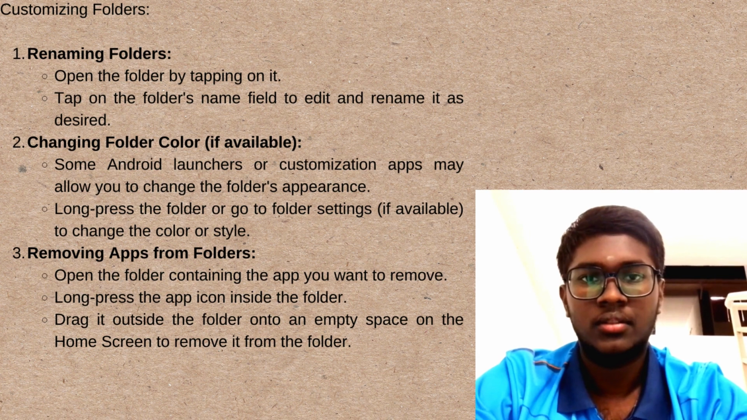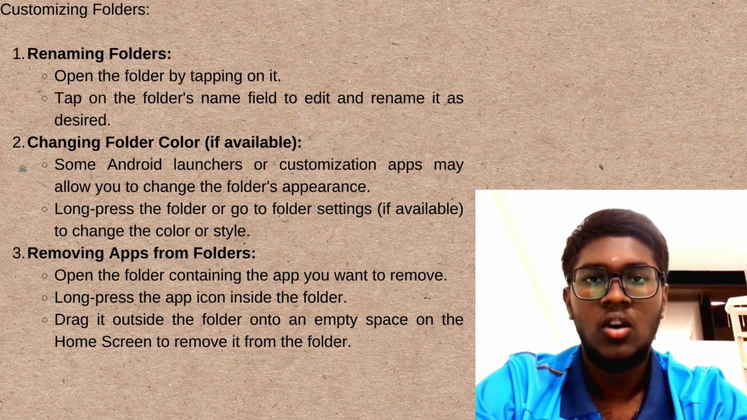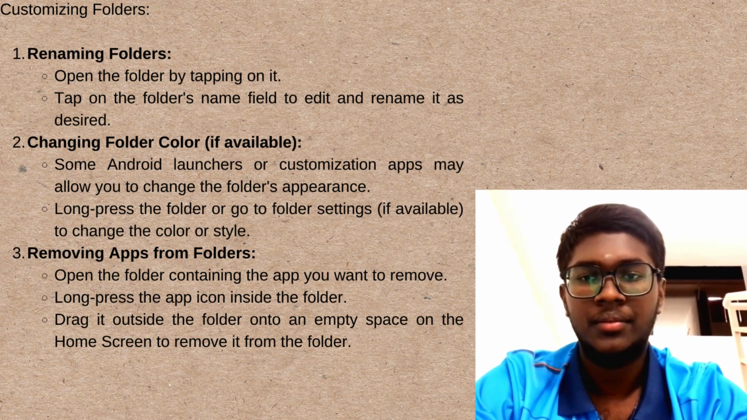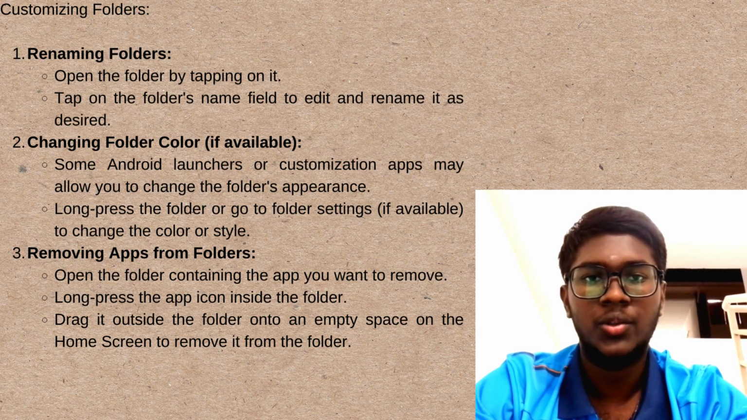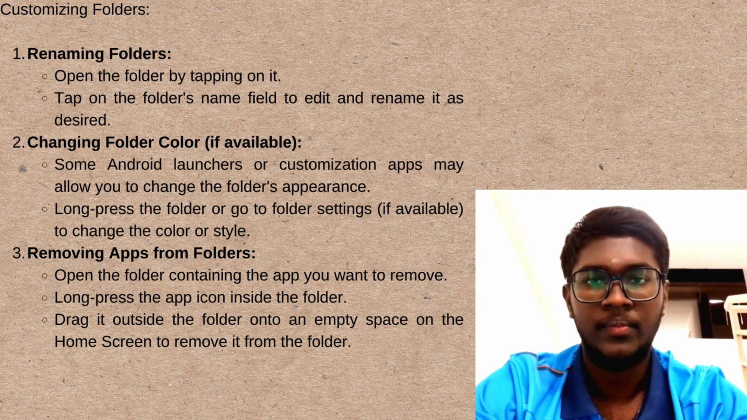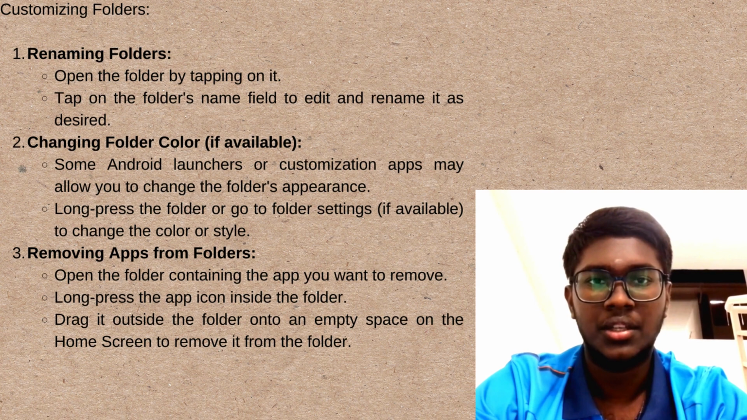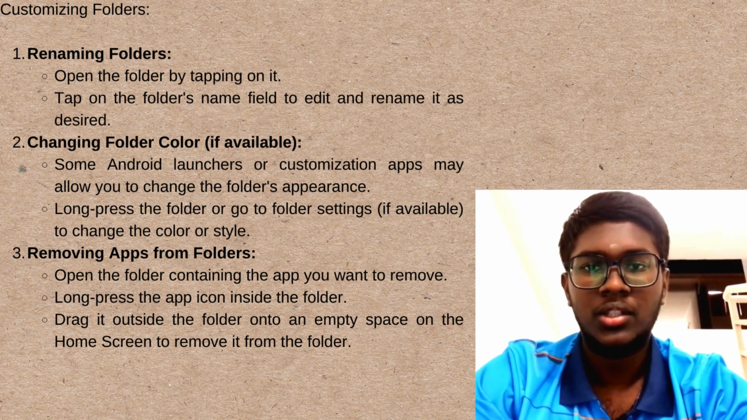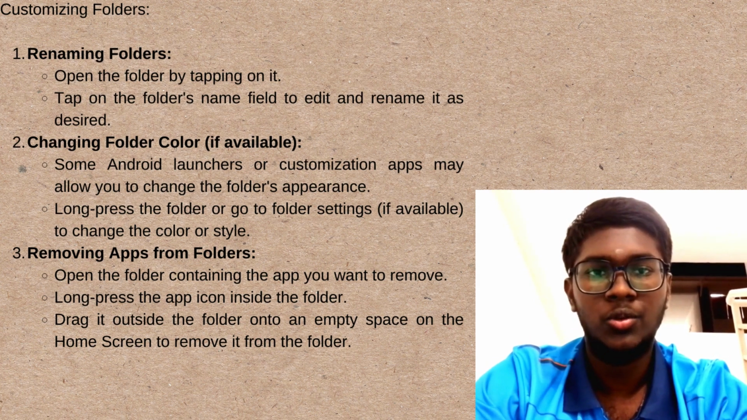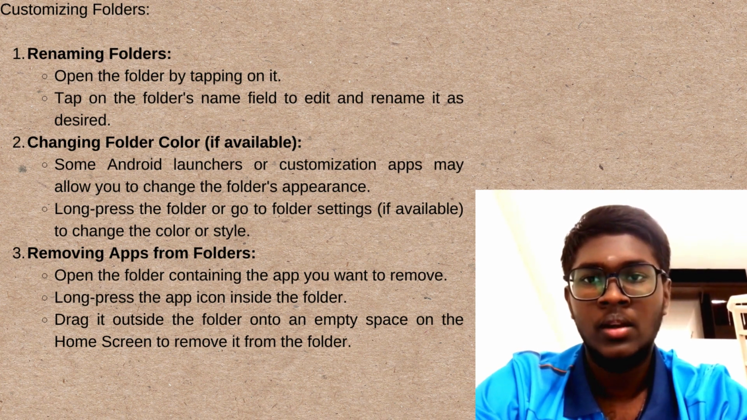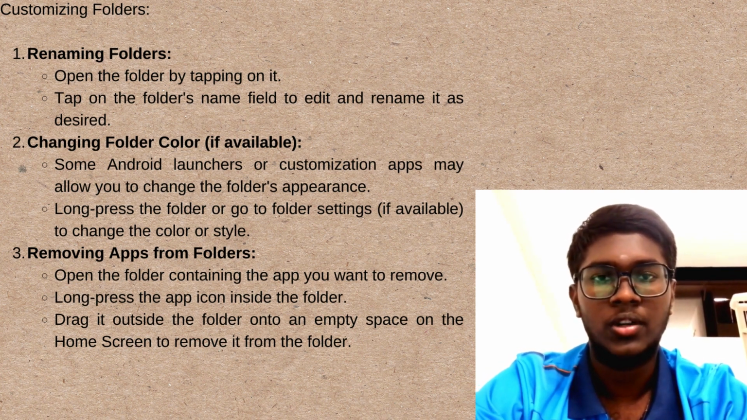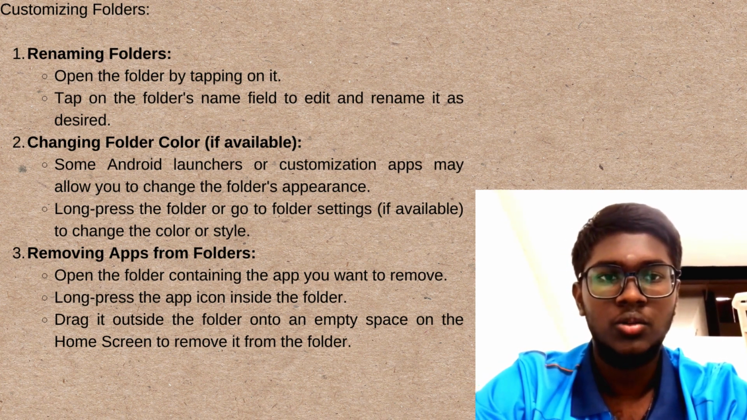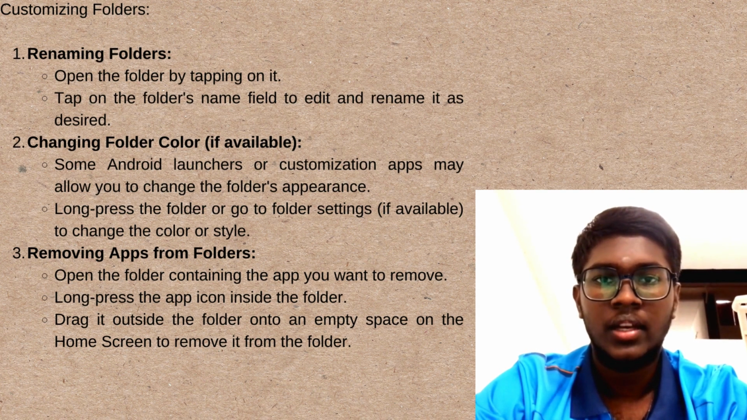Customizing folders. Renaming folders. Open the folder by tapping on it. Tap on the folder's name field to edit and rename it as desired. Changing the folder color, if available. Some Android launchers or customization apps may allow you to change the folder's appearance. Long press the folder or go to folder settings, if available, to change the color or style.